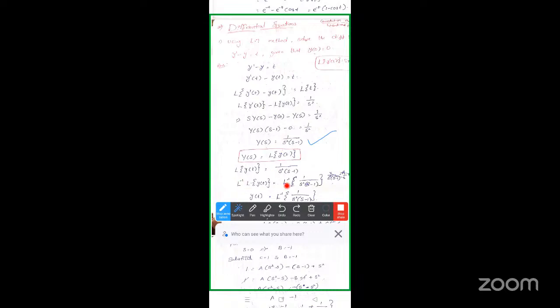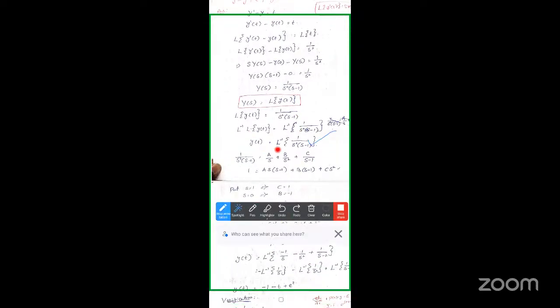Taking inverse Laplace transform on both sides, y of t is equals to L inverse of 1 by s square into s minus 1. Here also, by using partial fractions, 1 by s square into s minus 1 is equals to a by s plus b by s square plus c by s minus 1. Here s square is repeated, so that's why we are taking a by s plus b by s square plus c by s minus 1. Is that clear? So these are the partial fractions.